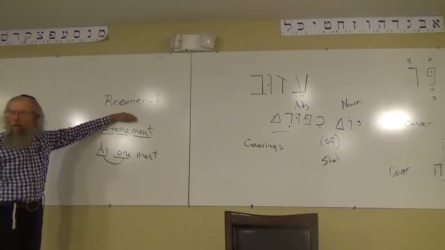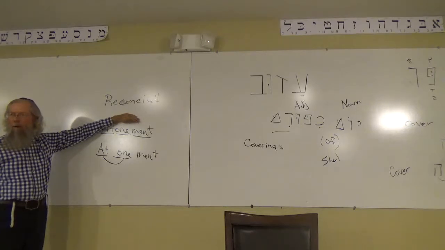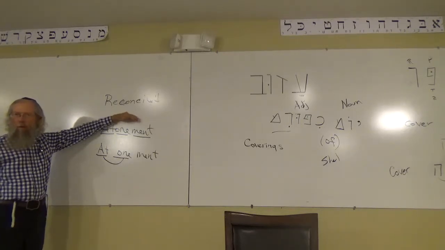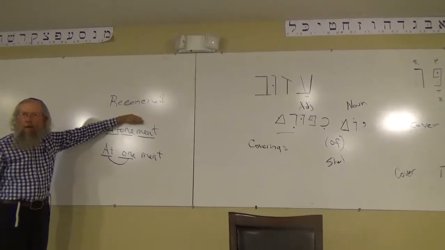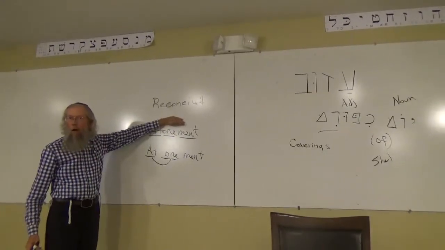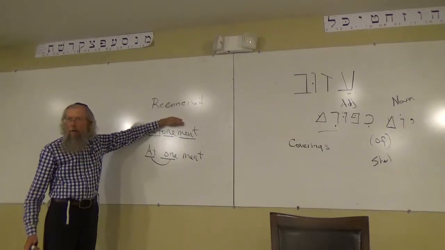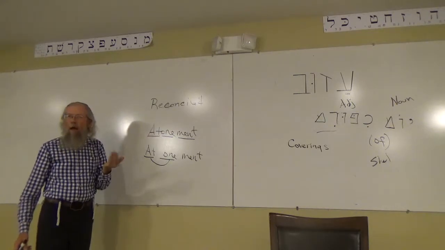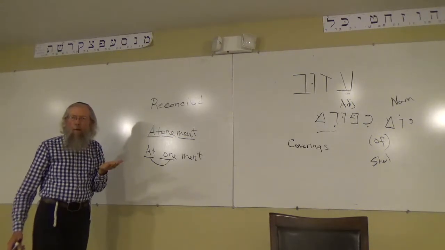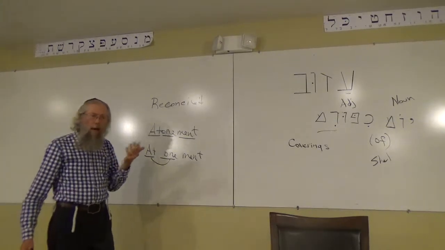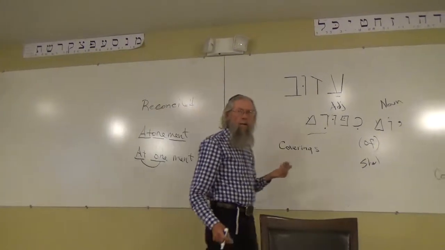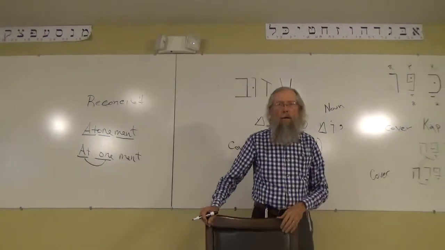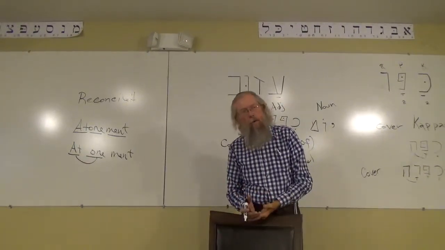So does that ring a bell with you? Rav Shaul, the Apostle Paul, says what? That we may be reconciled unto God. Now, how do I do this? How does this occur? Because I have already fallen short. I have already fallen short.